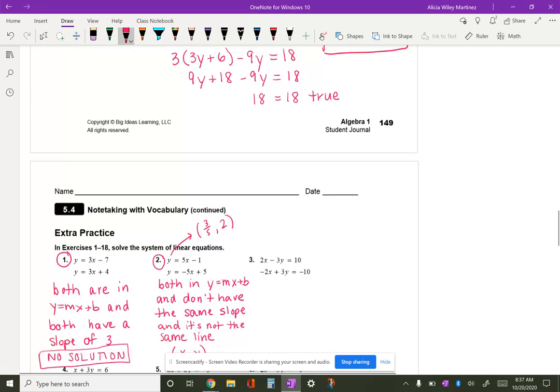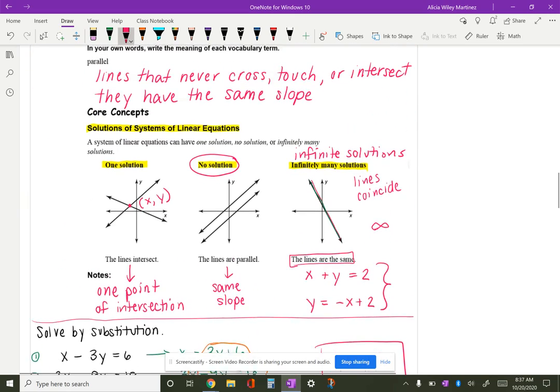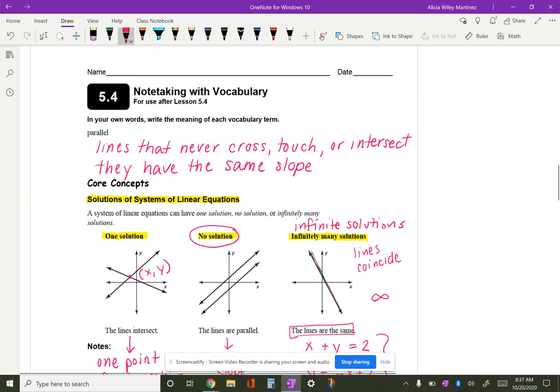Okay, so after you finish this video, go to Big Ideas Online and work on the assignment that goes along with this to practice a little bit more with substitution and the idea of different types of solutions that could come up. So I hope this video helps, and best of luck with your practice.